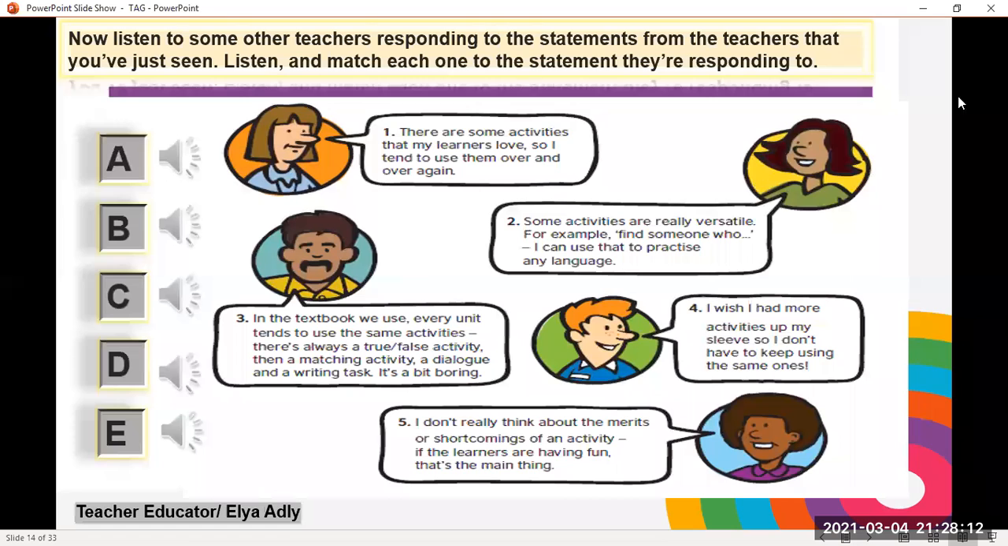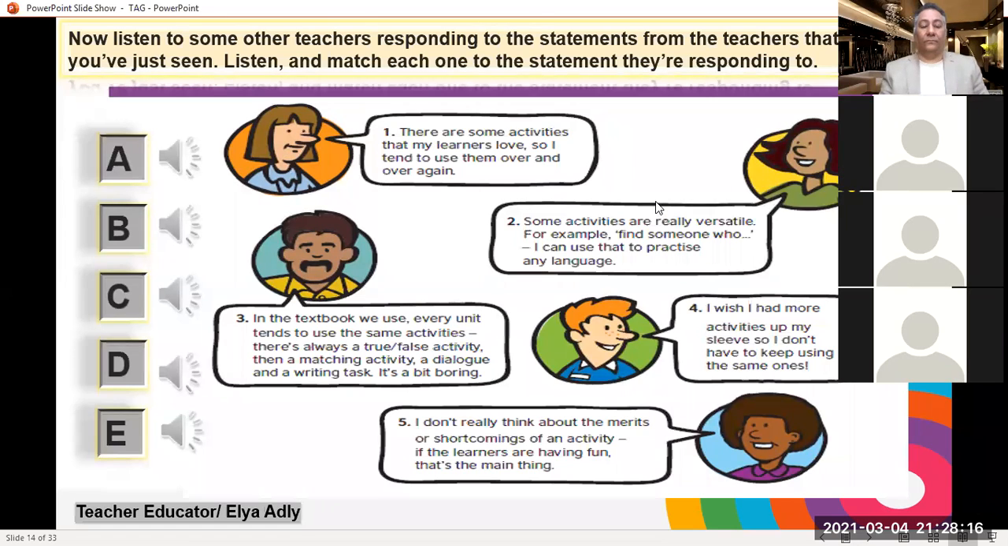It's true that sometimes each unit of a course book follows a predictable pattern, and that while this can be reassuring for the teacher and students, it can also become monotonous. If you know of other activities, you can introduce these instead when appropriate, or you can adapt the coursebook activities to add variety to the lessons.